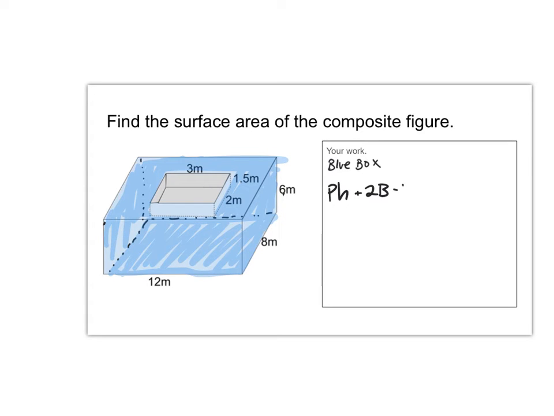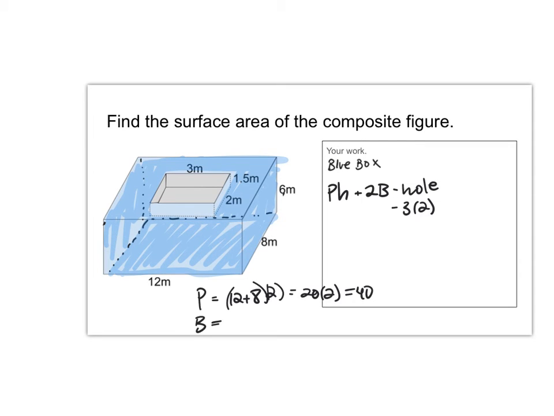Okay, so that means I'm going to have basically my total surface area, so pH plus 2b, but then I'm going to have to subtract the top of the hole, just the two-dimensional parallelogram or rectangle that's up there that represents the hole. So let's talk about the hole. It is 3 by 2, so I'm going to be subtracting 3 times 2. The perimeter of the big blue box would be 12 plus 8 times 2. So that's 20 times 2, that's 40.